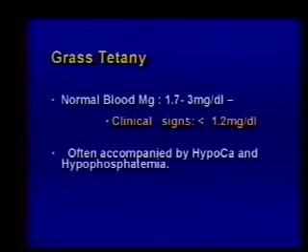The normal blood magnesium is about 1.7 milligrams per deciliter. Clinical signs usually occur when they're below 1.2 milligrams per deciliter. And again, it's often accompanied by hypocalcemia and hypophosphatemia. And the reason for this, again, is because they're needed as cofactors for normal calcium and phosphorus metabolism.